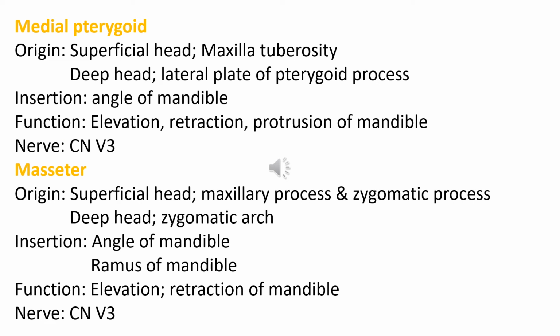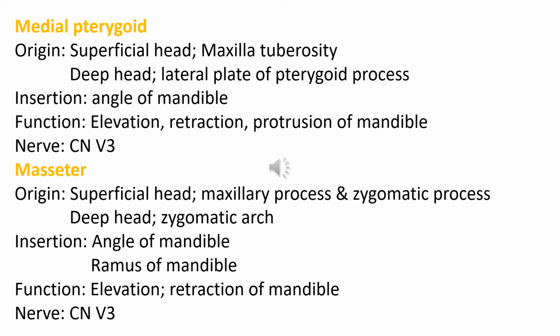Next, taking a look at the medial pterygoid. The origin, superficial head, includes the maxillary tuberosity. The deep head is the lateral plate of the pterygoid process. Its insertion includes the angle of the mandible. Function is elevation, retraction, and protrusion of the mandible.